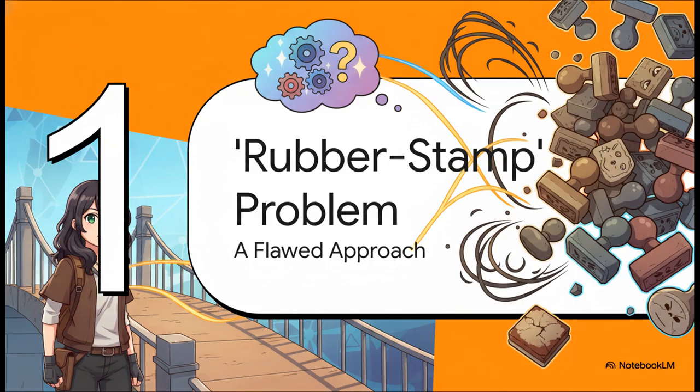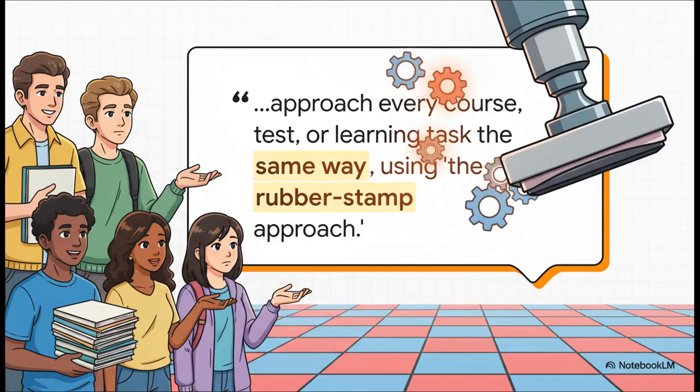So the author begins by pointing out this super common but, well, pretty flawed way of learning. And boom, there it is, the opening shot. The author points right at new college students and gives this problem a really sticky name, the rubber stamp approach. That one single sentence sets the whole stage for everything that's about to come.